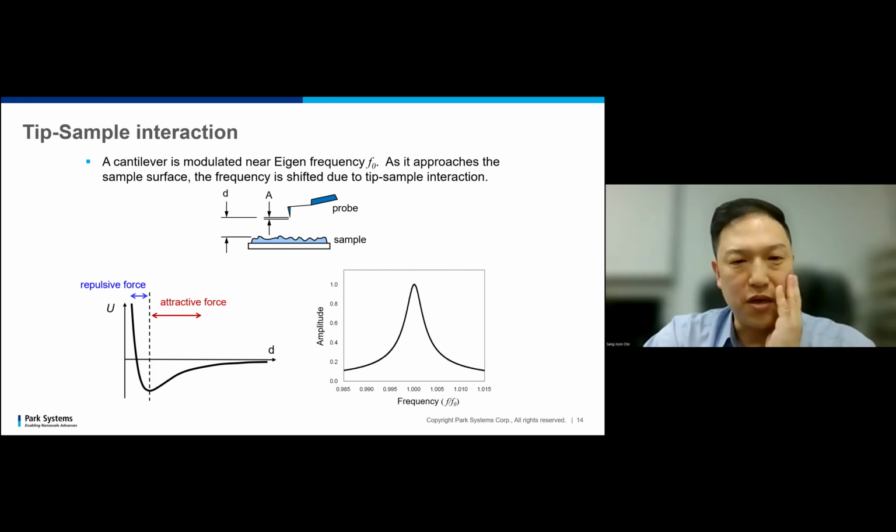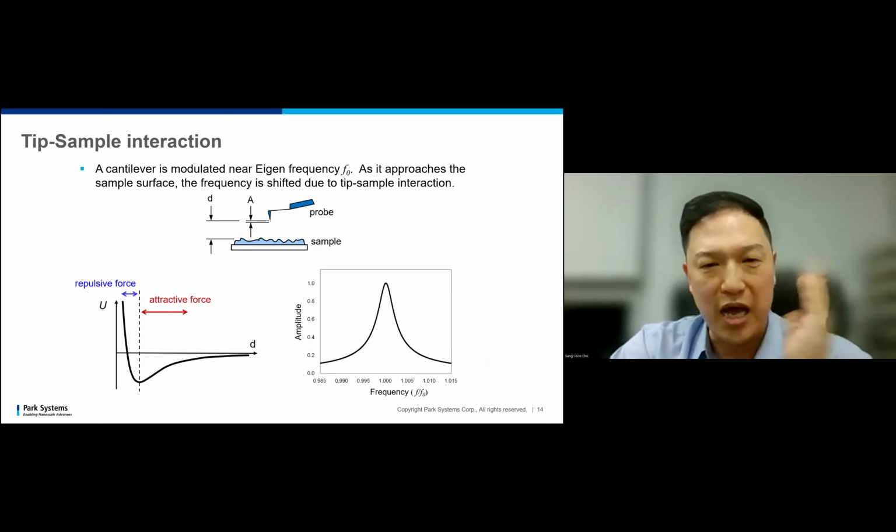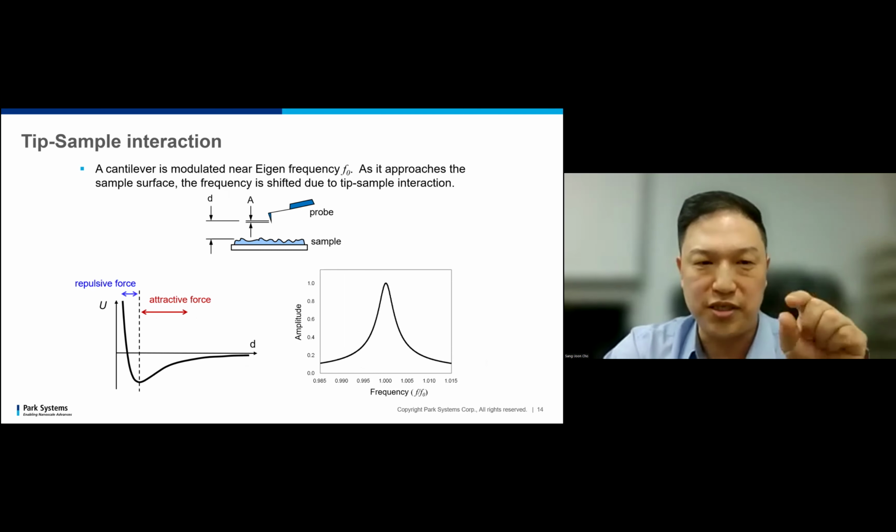Also, once we separate the Z scanner, it can have higher bandwidth because of the light mass of the Z scanner.